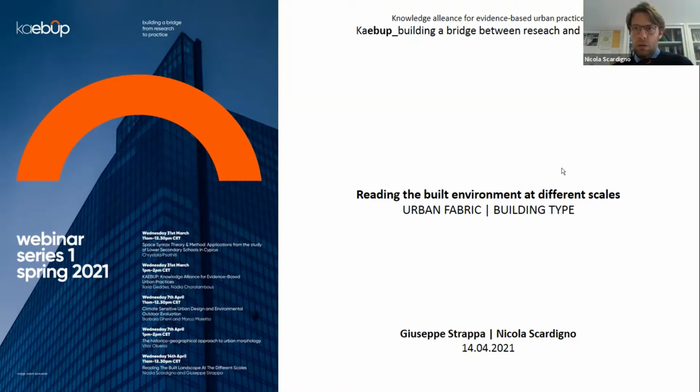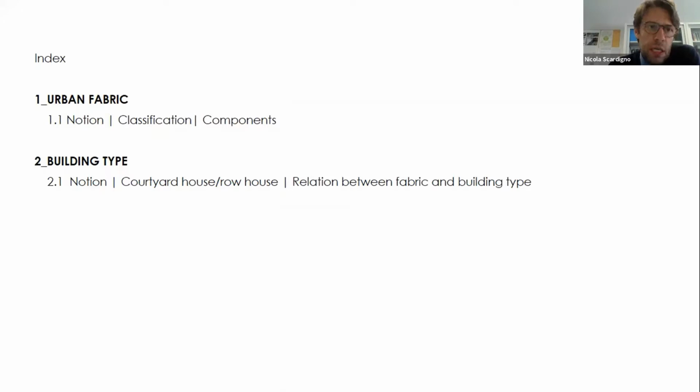So good morning to everyone. My presentation will concern the urban fabric and the building type. It is part of a general presentation named Reading the Built Environment at Different Scales. Actually, my presentation should come after the Giuseppe Strappa presentation. So let me introduce briefly the structure of this presentation.